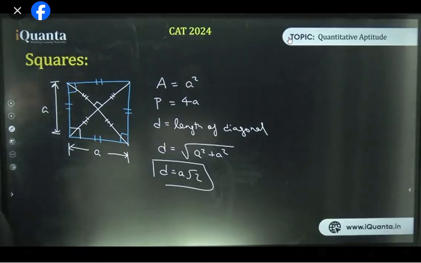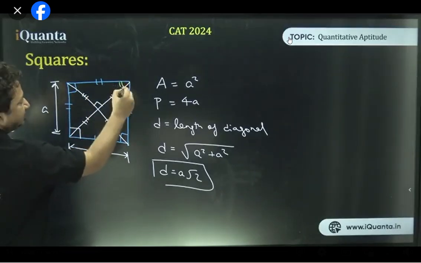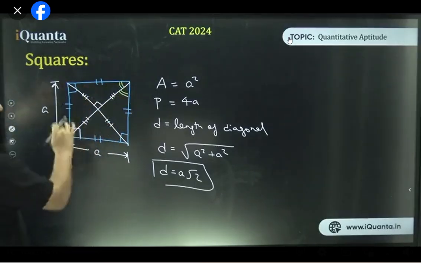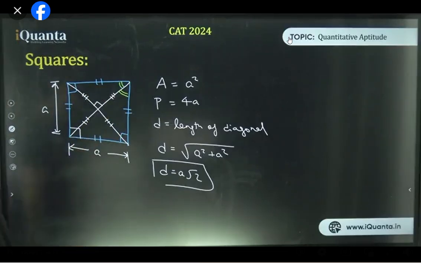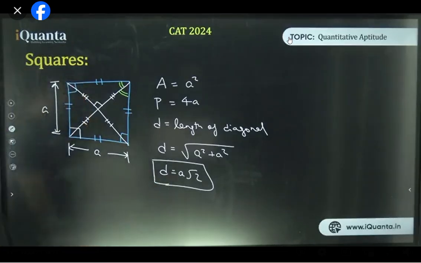Exactly, Aryan, it does. So also the diagonals in a square, they bisect these angles. एक जगह ड्रॉ किया, बाकी सब में obvious है 90 डिग्री है, तो it will be bisecting everywhere. Clear? Is that clear, everyone? D is equal to a root 2. Cool.